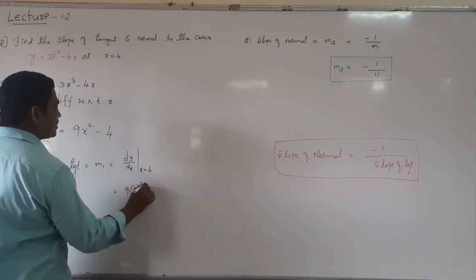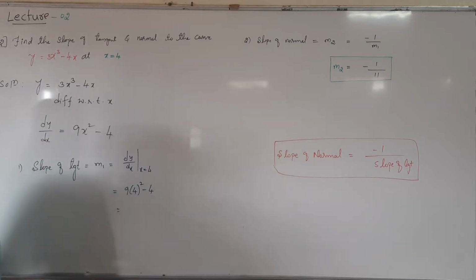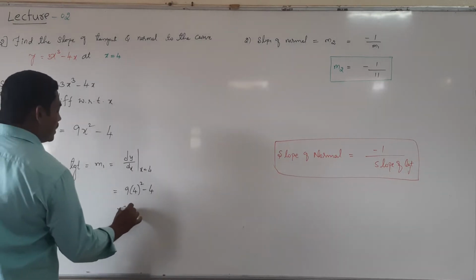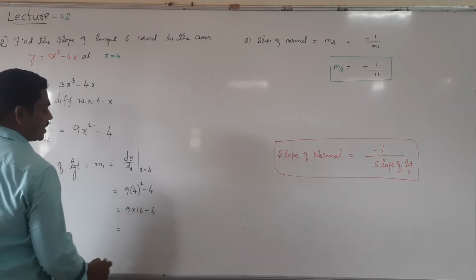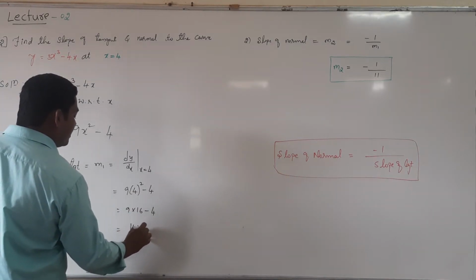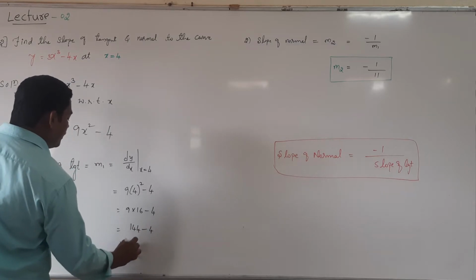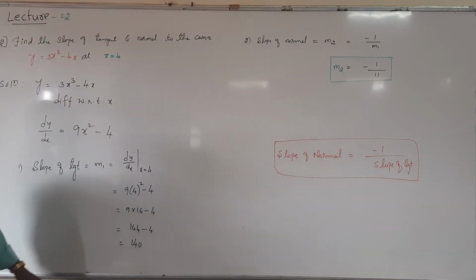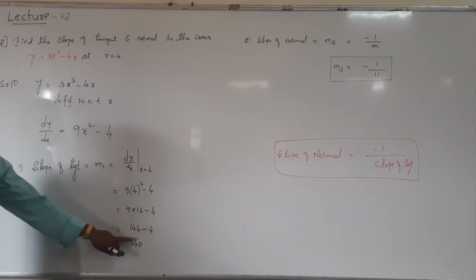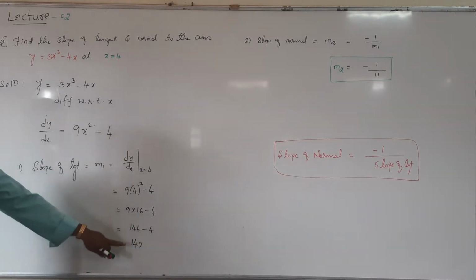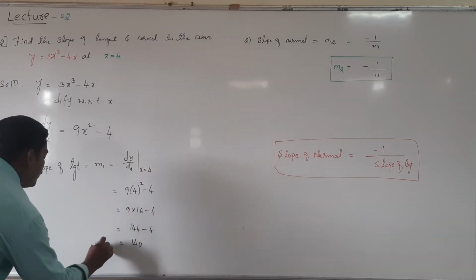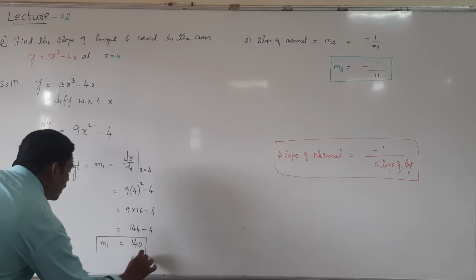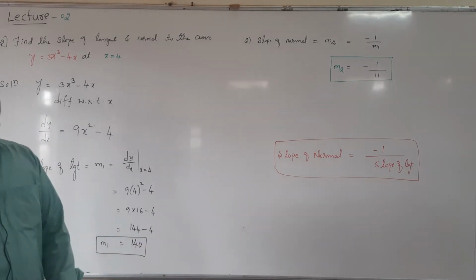9 into 4 whole square minus 4. That's equal to, usual simplification, 9 into 16 minus 4. 144 minus 4, it will be 140. Slope of the tangent line is equal to 140. This is the slope of the tangent line.